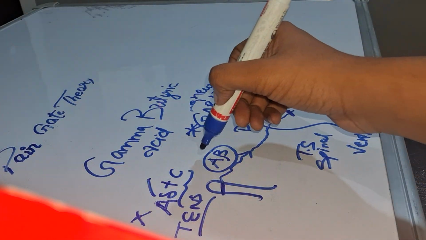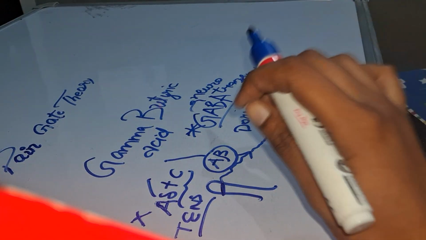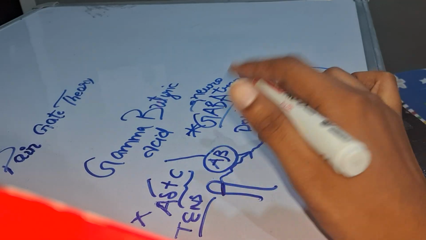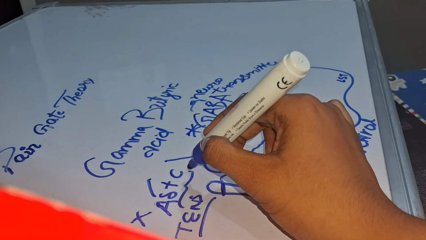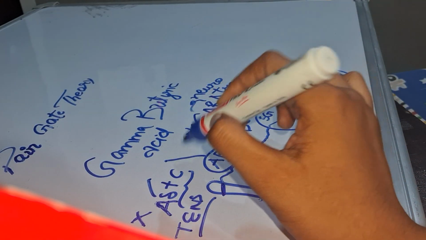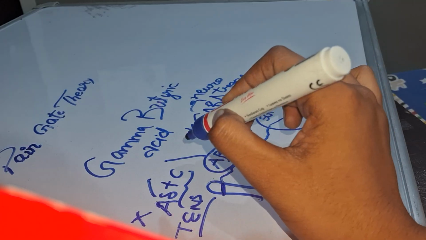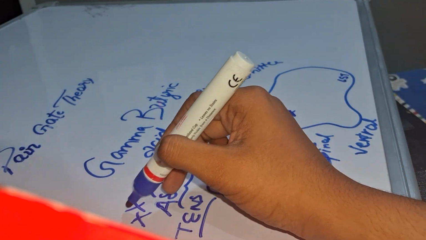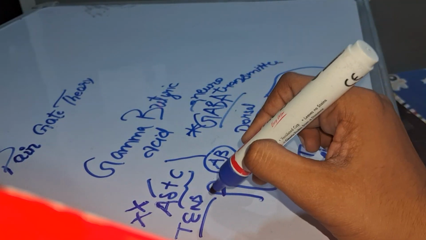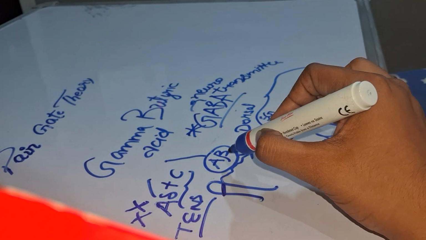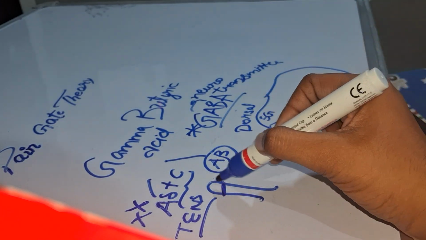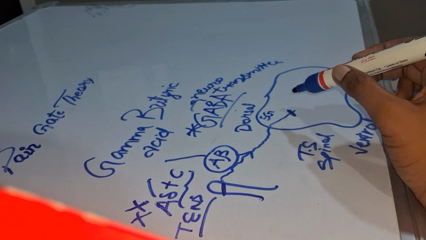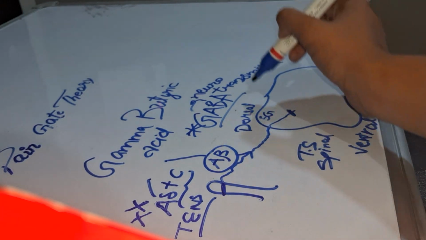As I have mentioned earlier, they can never travel or conduct simultaneously, because A delta fibers and C fibers are involved in the transmission of the pain. But as soon as we applied the TENS, A beta fibers activate, and the sensory signals travel in the spinal cord, and the GABA is released over here.